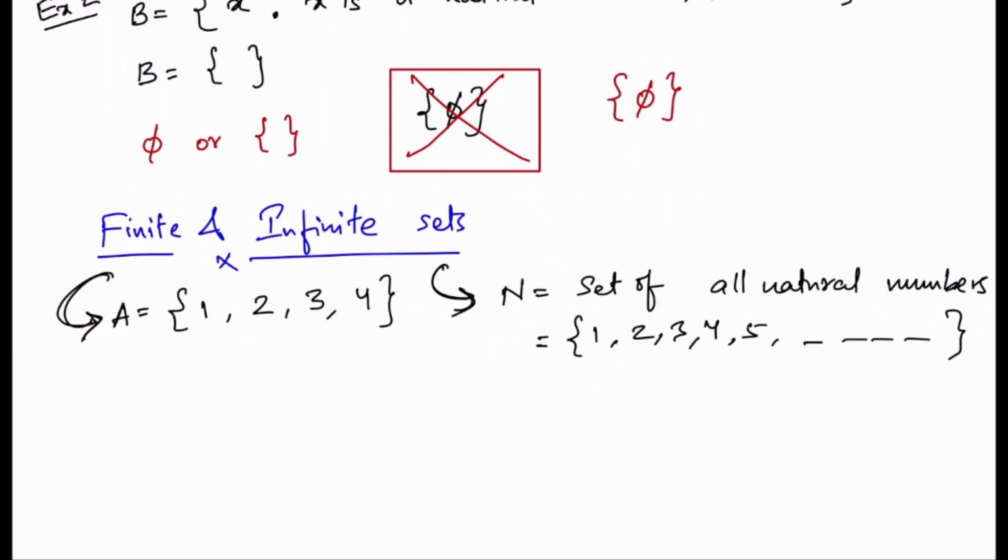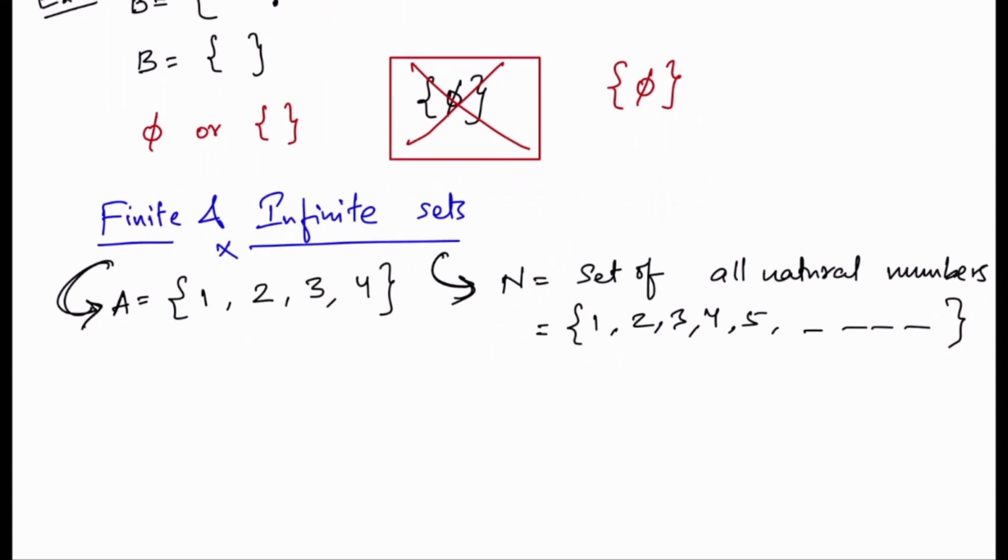Now, how do we write the number of elements? Set A has only four elements, so the number of elements of A is 4. We write the number of elements of set A in this way. This is how we represent the number of elements of A.